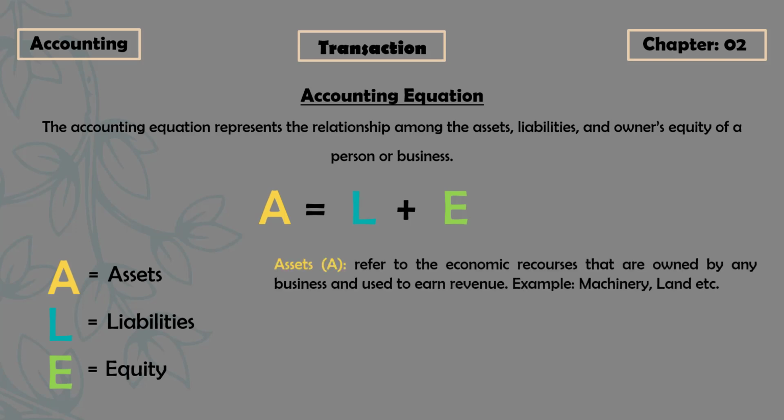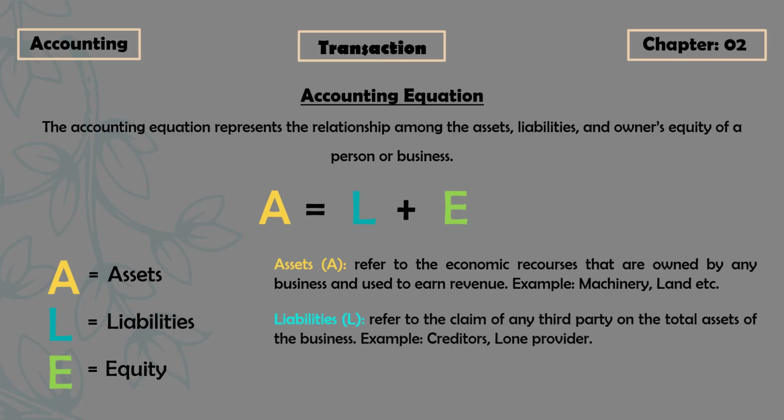Assets. Assets refer to the economic resources that are owned by a business and used to earn revenue. Example: machinery, land, etc. Why is machinery called an asset? Because machinery produces goods that are sold by the business to earn profit. In this way, machinery helps the business to earn profit, so we can call machinery an asset.